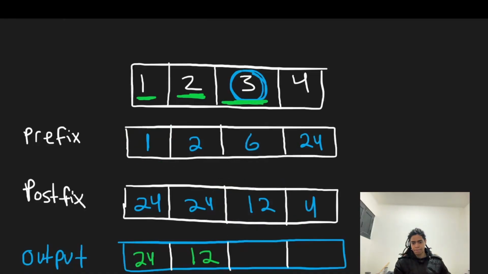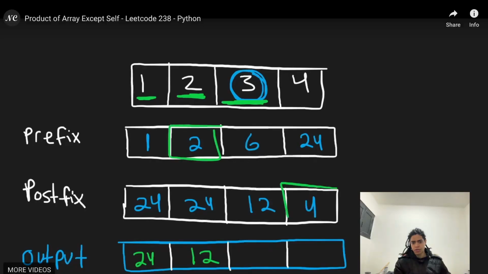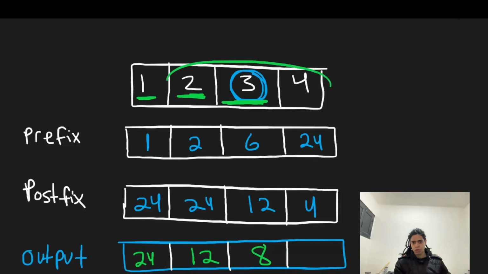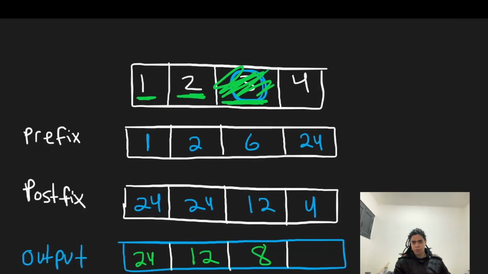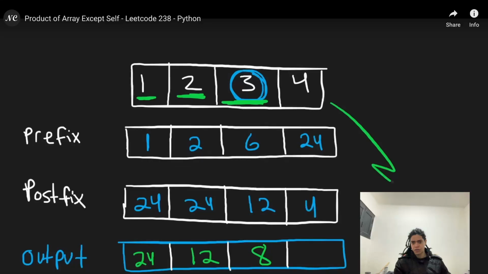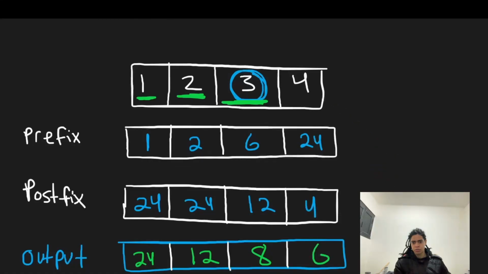That's going to be the output. Again, repeat the same thing for here. The prefix is 2, postfix is 4. We're going to get 8 as the output. That makes sense. If you take every value in here, multiply it except for 3, we do get 8. And similarly for this 4, we'd want the prefix 6 and the postfix, there are none, so we just assume that there's a 1 over here. So 6 times 1, this would be the output. So this is a very valid solution.